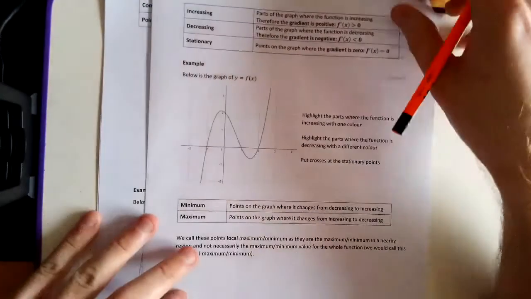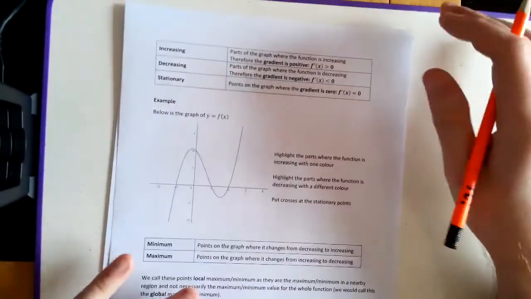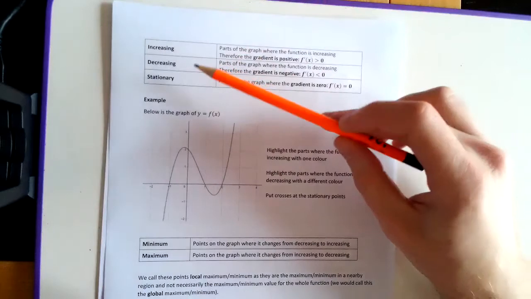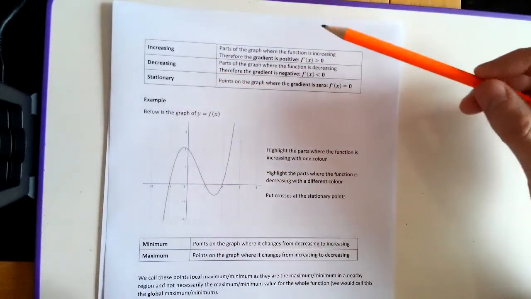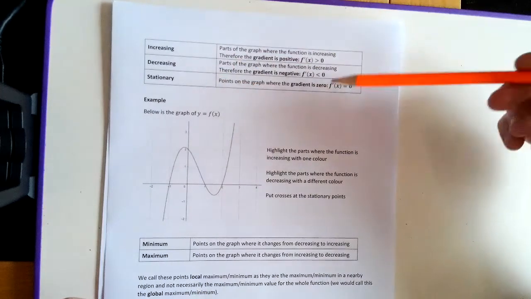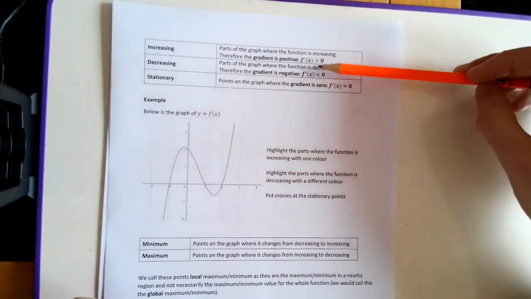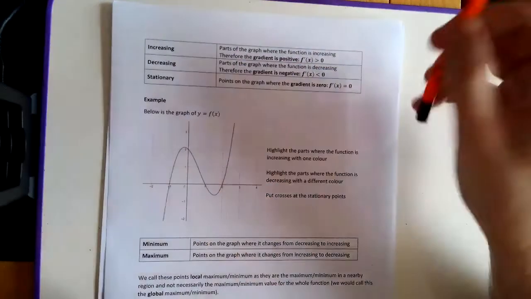Okay, now we know about gradients, we can talk about specific parts of curves. So we can talk about increasing, decreasing, and stationary. Increasing are parts of the graph where the function is increasing, so the outputs are getting bigger. If the outputs are getting bigger, the graph's going up, so the gradient must be positive.